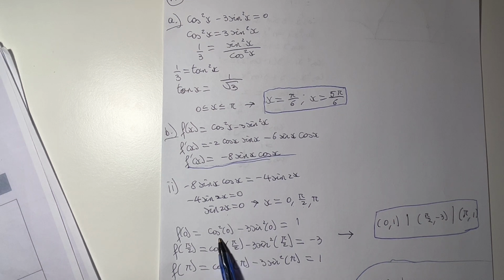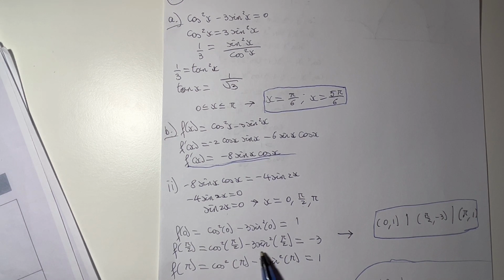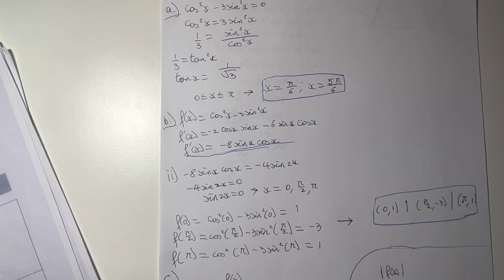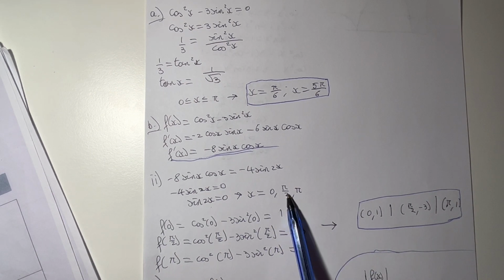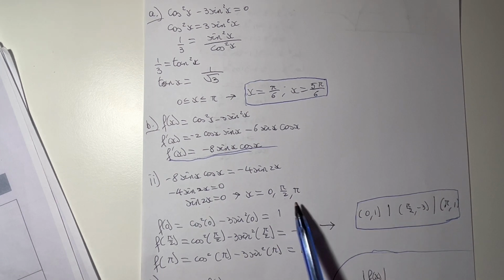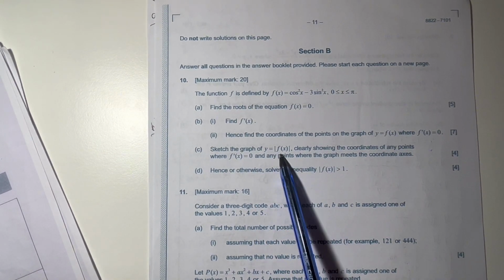So cos squared of 0 minus 3 sine squared of 0 is simply equal to 1. Cos squared of pi over 2 minus 3 sine squared of pi over 2 is simply equal to minus 3. And cos squared of pi minus 3 sine squared of pi is simply equal to 1. Therefore, I can write it to be (0, 1), (pi over 2, negative 3), and (pi, 1). Those are my coordinates.